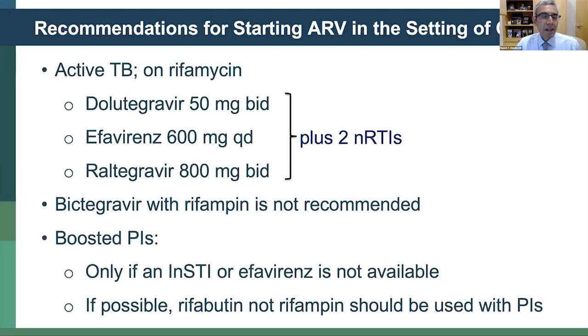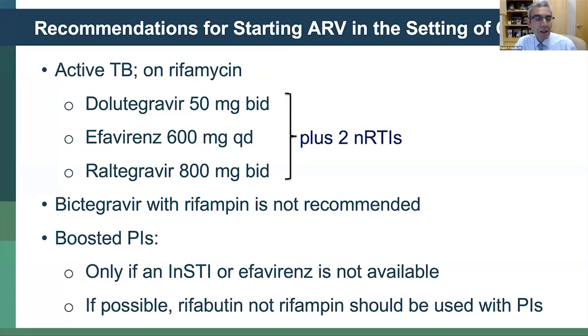And then the next slide talks about OIs again, and really highlights a couple of key points. The recommendations in the guidelines comment on active TB, obviously the most important co-infection worldwide is tuberculosis. And when a person is on a rifamycin, be careful to change your dosing of the integrase inhibitors dolutegravir and raltegravir with the doses listed here. Efavirenz does not need a dose change, and those are in combination with 2 nucleosides.